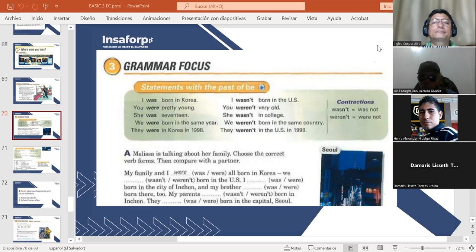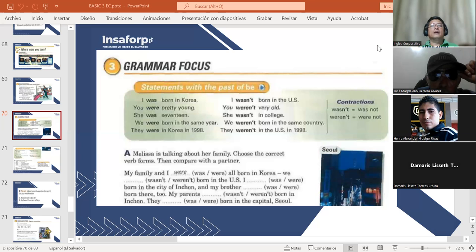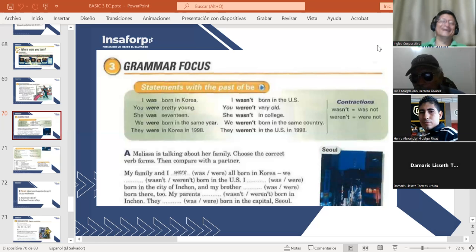Yes, teacher. Good. Today we're going to study a statement with the past of be. What is the past of be? Was and were. Okay. Was and were. Or watch and wear, right? No, it's just a bad joke. It's was and were, like Henry was saying, okay? Así vamos a usar el was and were. All right. Pay attention. Where do we use was? And where do we use were?